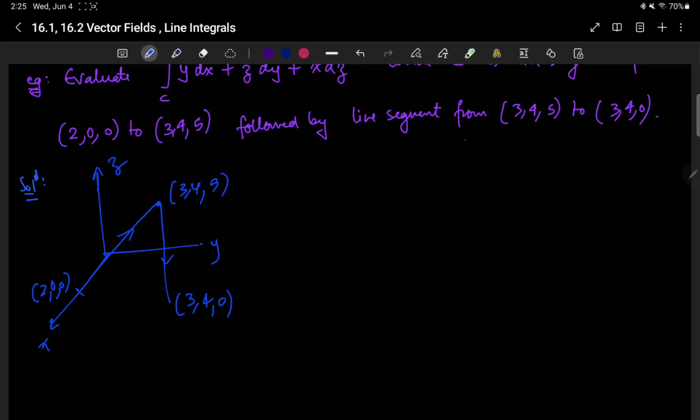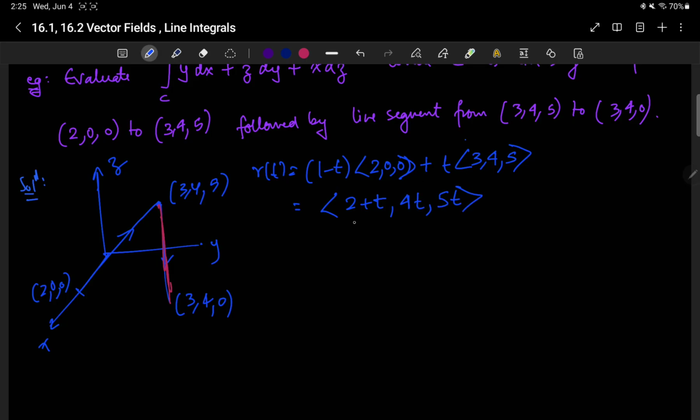Which means we have to use the line segment formula. It's going to be (1 minus t) times (2,0,0) plus t times (3,4,5). Let me color code it so that this is for this particular line. So that's going to be 2 minus 2t plus 3t, or 2 plus t, then 0 plus 4t, and 0 plus 5t. So that's my x(t), y(t), z(t).